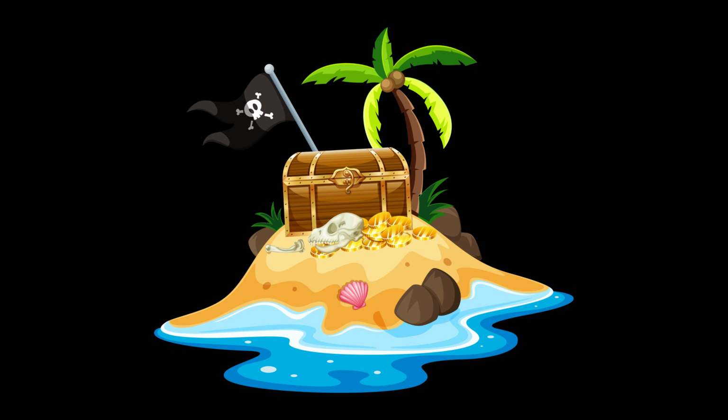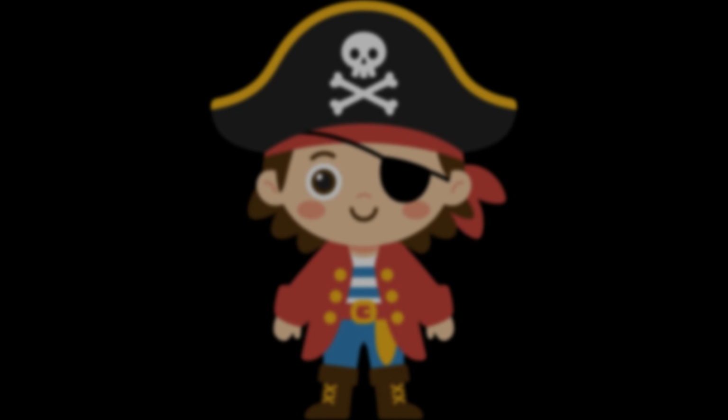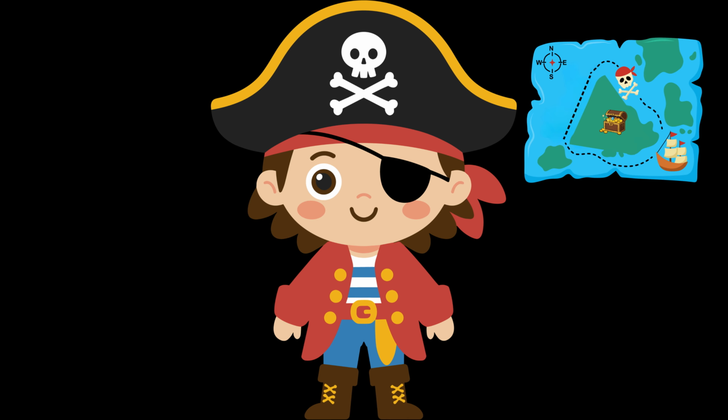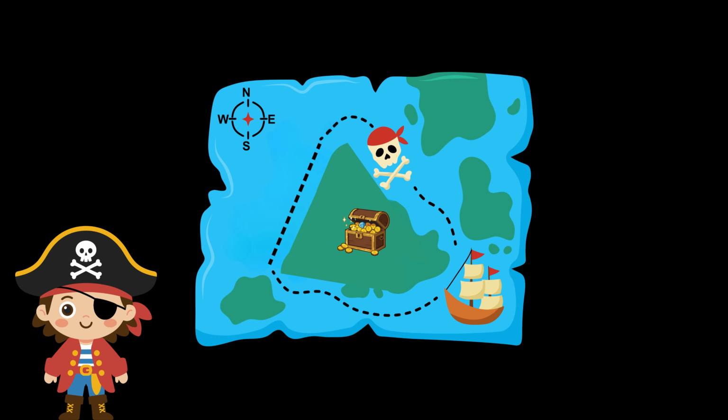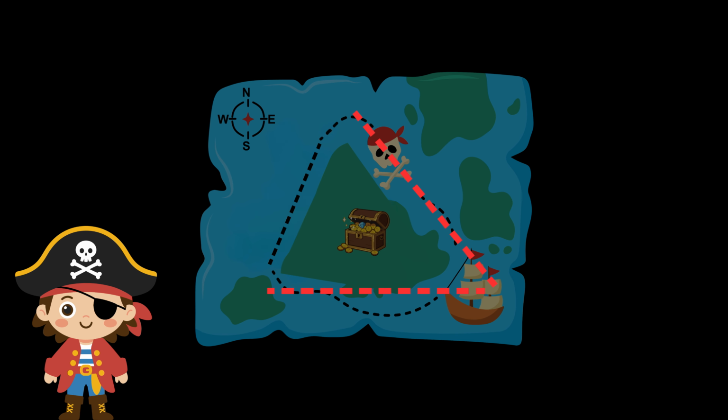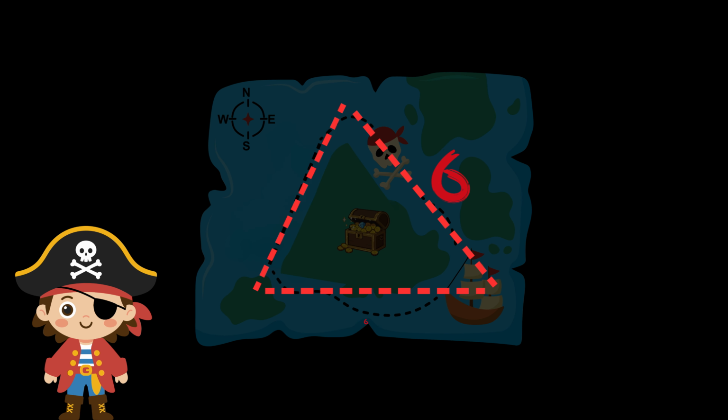Last example. Treasure Island. A pirate made an island to hide his treasure. But to keep the treasure safe, he wants to place booby traps all around the perimeter of the island. If the island is shaped like a triangle and each side is 6 miles long, can you figure out how far around the island the pirate needs to place the traps?